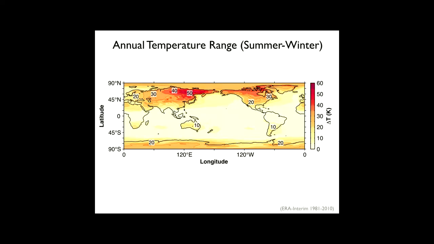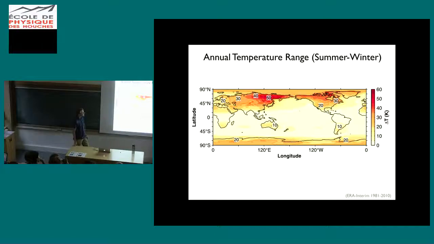If you take the difference between summer and winter, this is what it looks like. And here you should immediately wonder how you take the difference between summer and winter and put it in one plot and it looks nice. So what's done here is, this is the northern summer minus northern winter in the northern hemisphere. And it's the southern summer minus southern winter in the southern hemisphere. So it's phase shifted 180 degrees. And still, it looks pretty smooth at the equator.